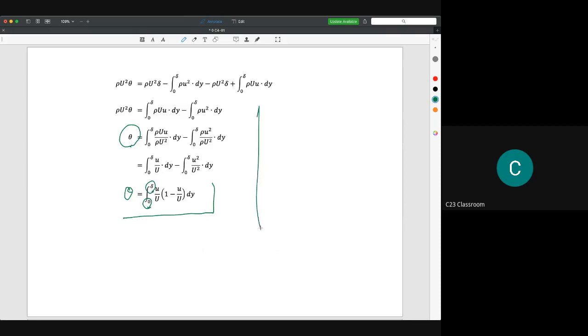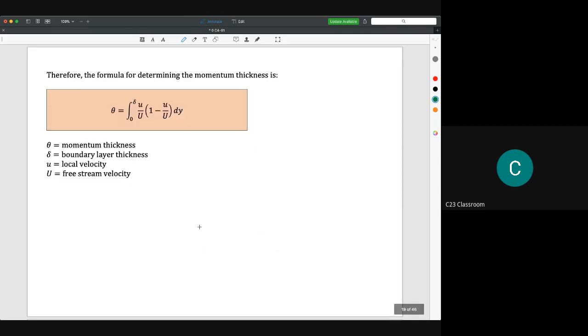I think you already know about this one. This is the final equation that you need to know when calculating the momentum thickness. So theta is equal to the integration from 0 to delta of u over U times 1 minus u over U dy. Again, I would like to remind you that the small u here is the local velocity, and the capital U here is the free stream velocity. So please make sure that you write the symbols very well, because sometimes students get confused with what they are writing.